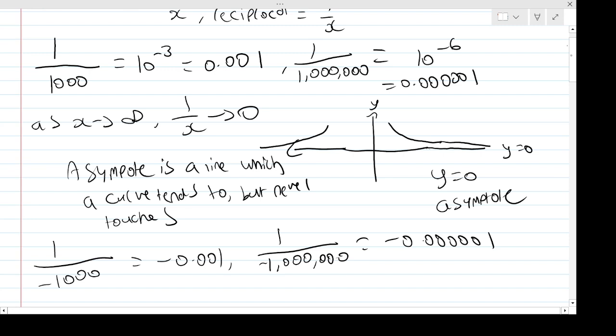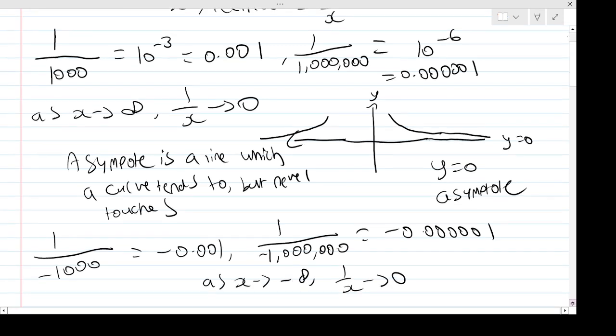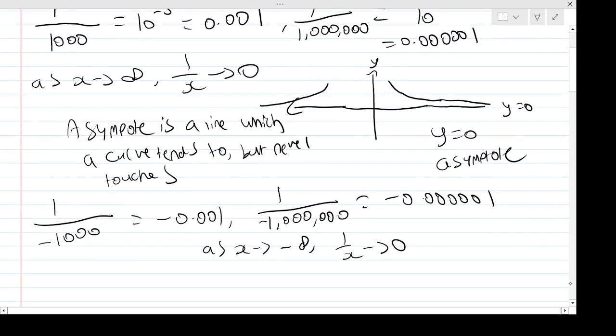Okay. So again, y equals 0 is the asymptote there. Because it wants to go towards the x-axis, but it can never touch it. Okay. So then we would say, as x goes to negative infinity, 1 over x also goes towards 0. Okay. Cool. So that's what we call the long-term behavior. We kind of got a really good idea of maybe what the function would look like.